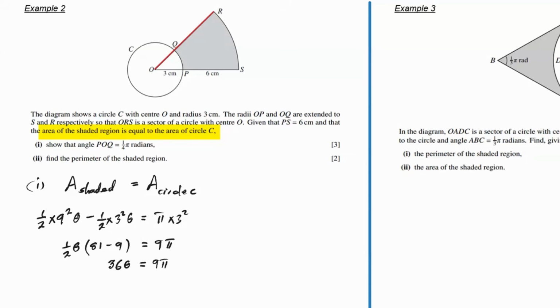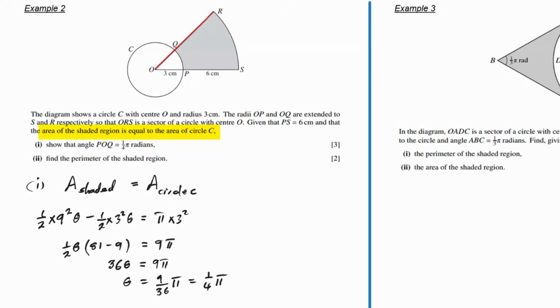Divide both sides by 36. We'll have theta being equal to 9 over 36 of pi, and 9 over 36 of pi is 1/4 pi. So the answer is 1/4 pi. So that's how we do it for this particular question. Let's go on to part 2.